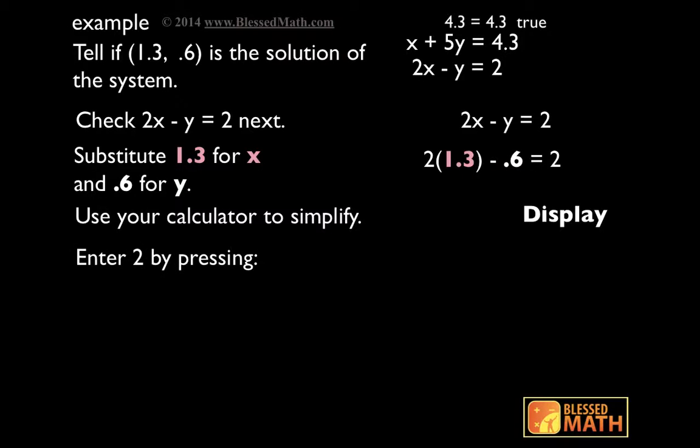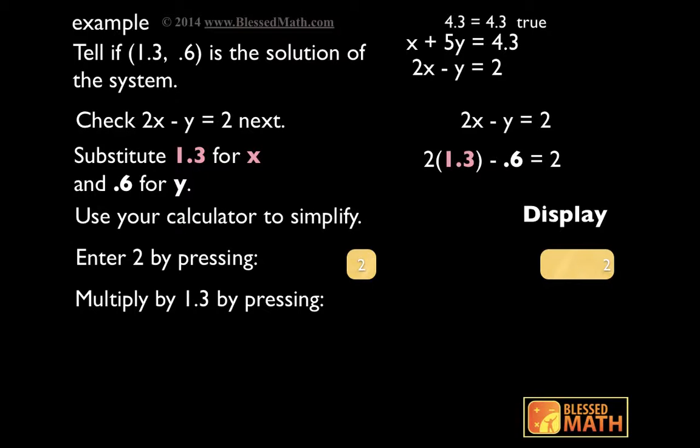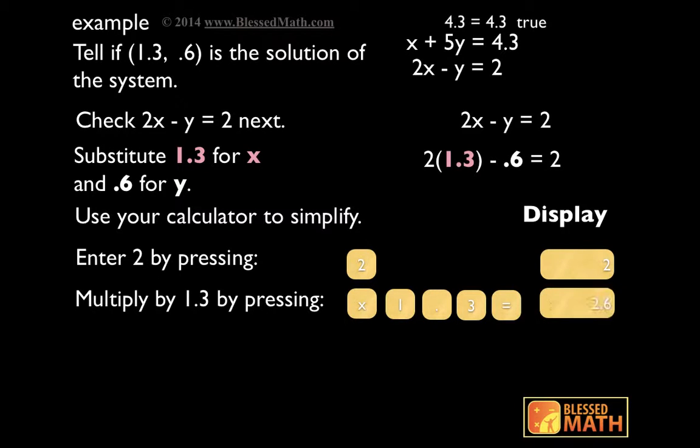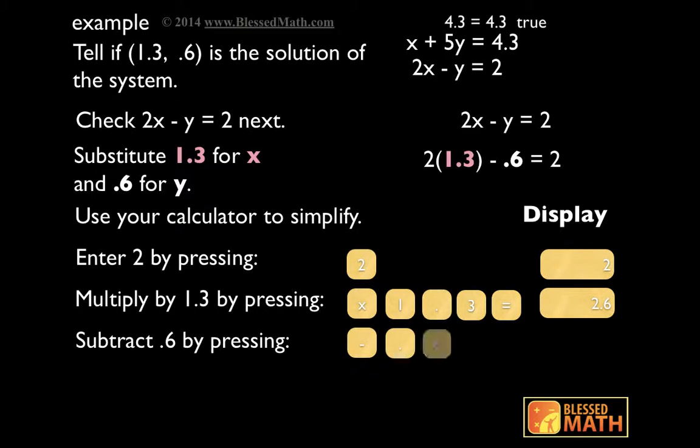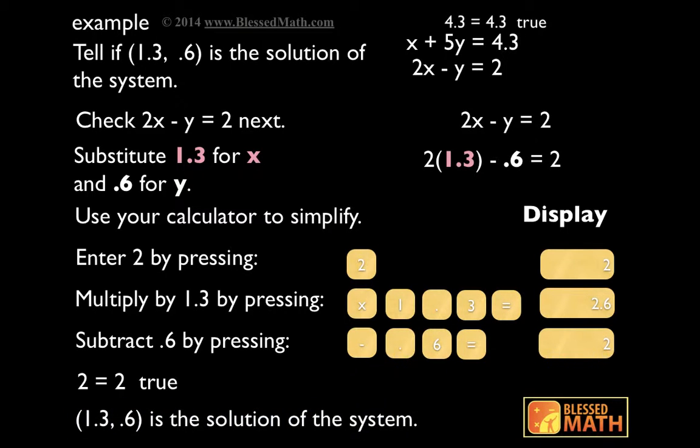In our calculator, we enter 2 by pressing 2. Now we should have 2 on our display. We multiply by 1.3 by pressing the times sign, 1.3, equal. Now we should have 2.6, and that is correct. 2 times 1.3 is 2.6. Let's subtract 0.6 by pressing the subtraction sign, 0.6, equal. And now we have 2 on our display. Since 2 is equal to 2, and that is true, it is safe to say that the point (1.3, 0.6) is the solution of this system of equations.